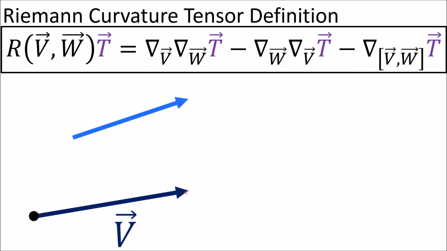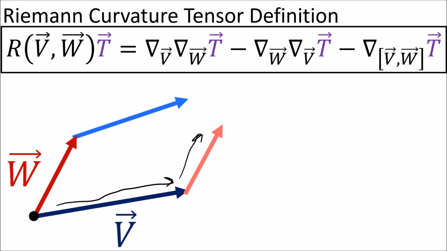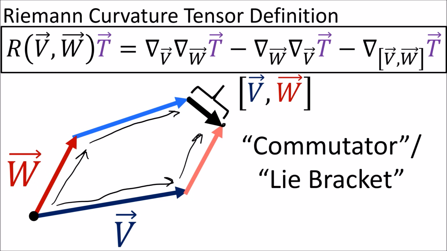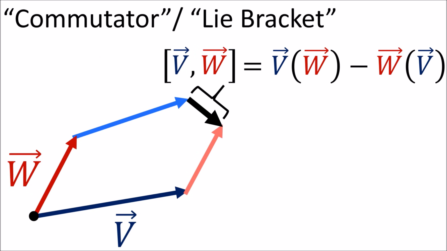Well, sometimes with vector fields, if we travel along v then w, and then from the same starting point travel along w then v, we end up at slightly different places. The gap between the two destination points is given by the Lie bracket of v and w, also called the commutator of v and w. This is given by v acting on w as a derivative operator, and then subtracting w acting on v.